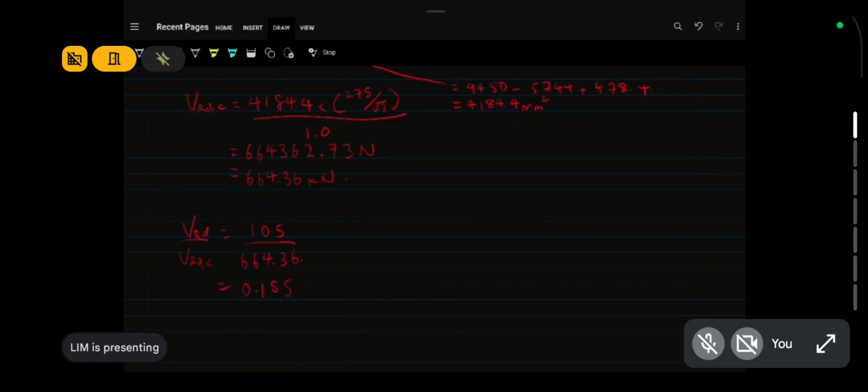0.158 is less than 1. Therefore, shear check pass. So it's okay. So the beam is okay for shear check pass.